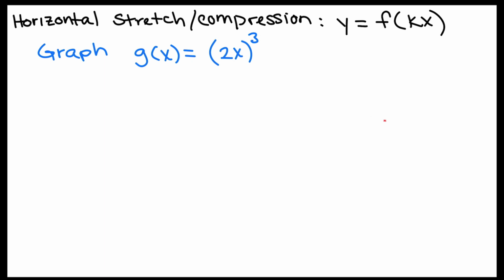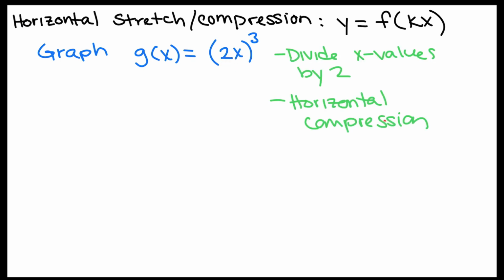So let's graph g of x equals (2x) cubed. The 2 is inside the parentheses, so this is an input transformation. I'm going to take all of my x values and divide them by 2. If I take my x values and divide them by 2, what that's going to do to the graph is horizontally compress it, squash it horizontally. And we'll see in this case, our horizontal compression actually is going to look a lot like a vertical stretch.